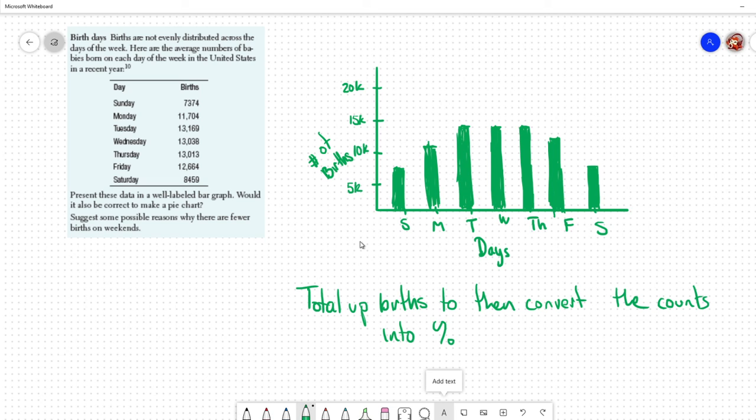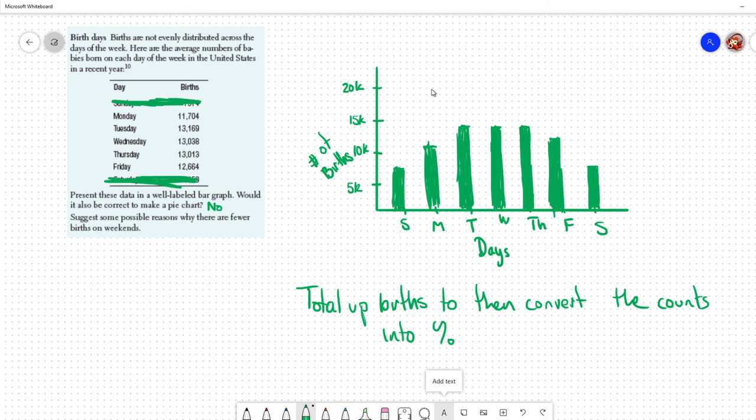Now, what would have had to happen for me to say no, I could not make a pie chart? Well, what if our data didn't include the weekends? So if they just gave us this and said, here it is for the entire year, could I make a pie chart in that case? Well, the answer would be no, because I don't know what's happening on Saturdays and Sundays. That data is missing from the chart.